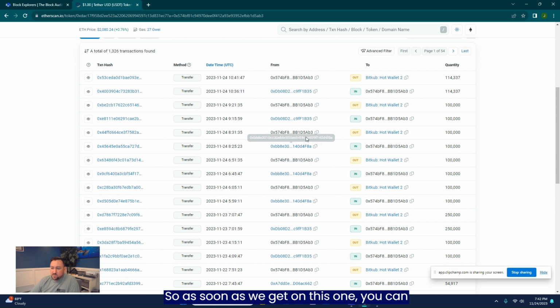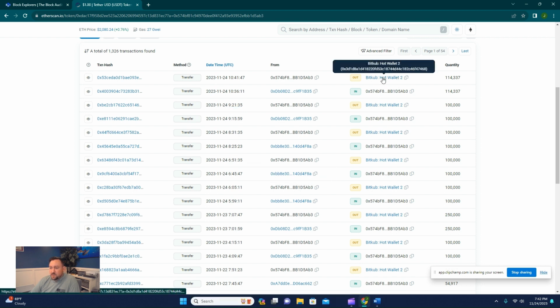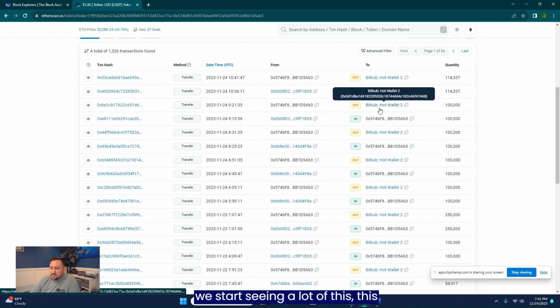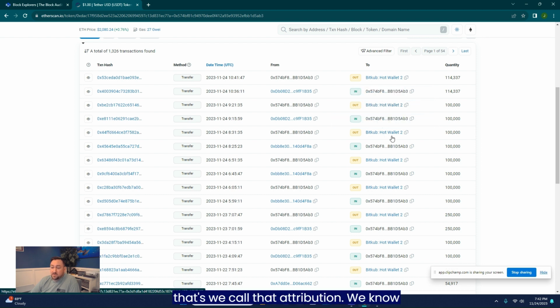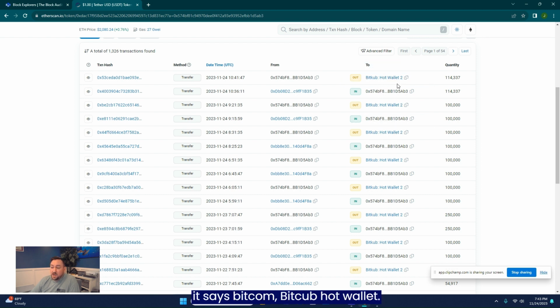So as soon as we get on this one, you can see right off the bat, there's a couple things I noticed. One, we've got 1,300 transactions, so there's going to be a lot to go through. But more importantly, we start seeing a lot of this wallet going out to BitCub, which we call attribution. We know who owns that wallet, and Etherscan does a very good job of this. It'll identify these wallets. So you see here it says BitCub hot wallet, and it's all going to hot wallet 2.